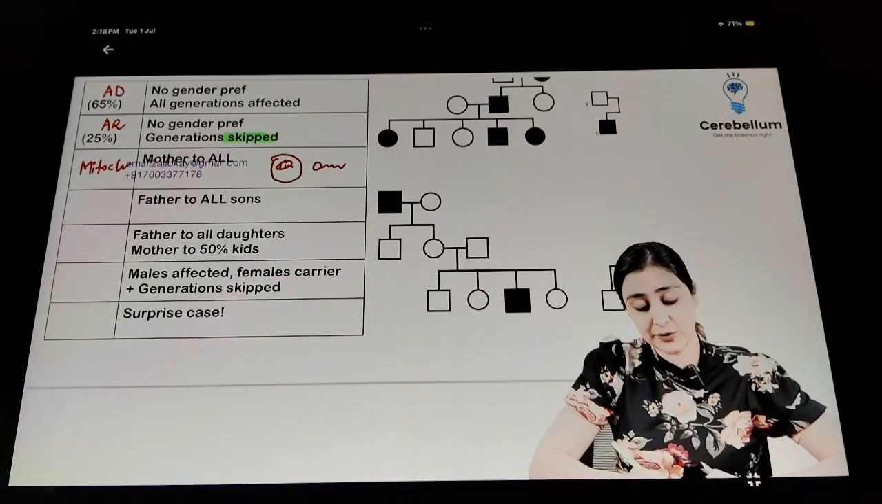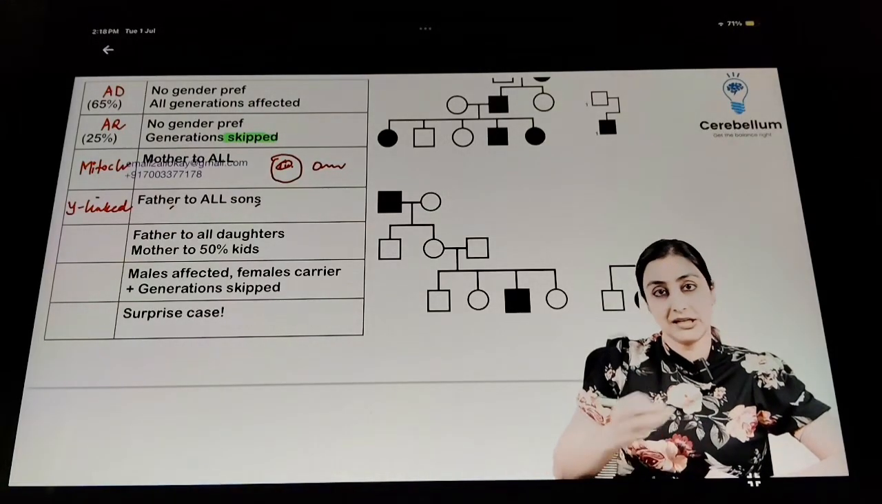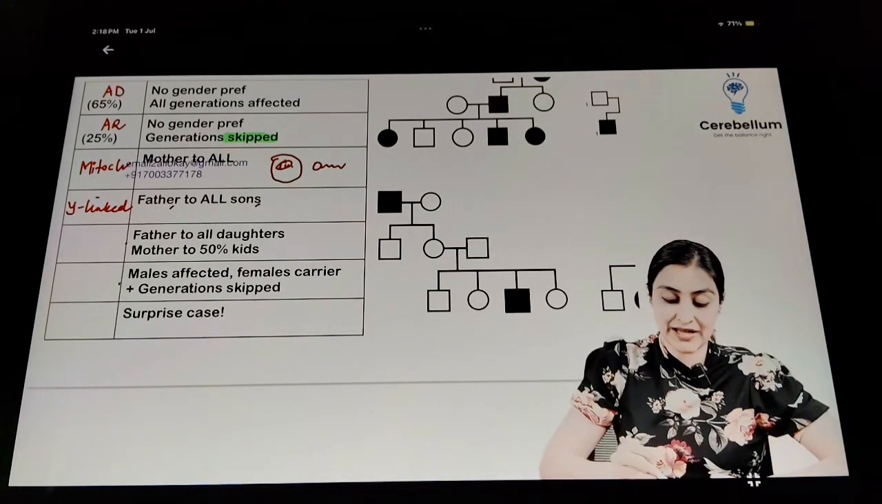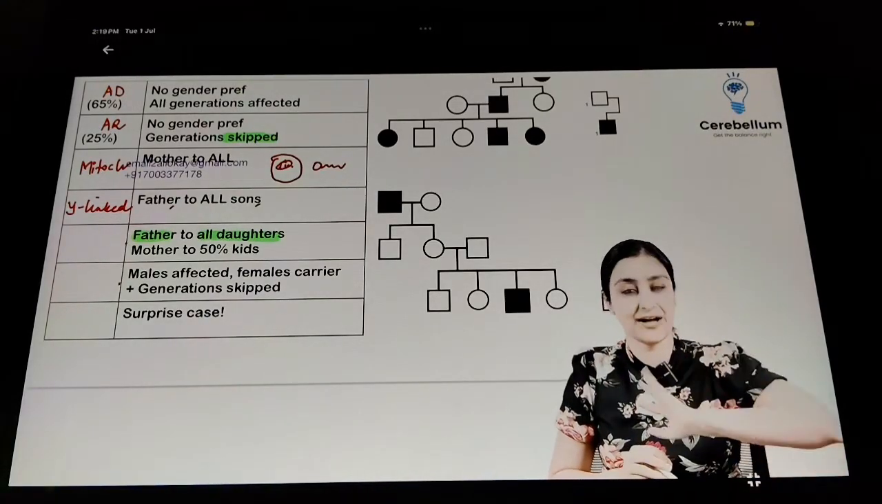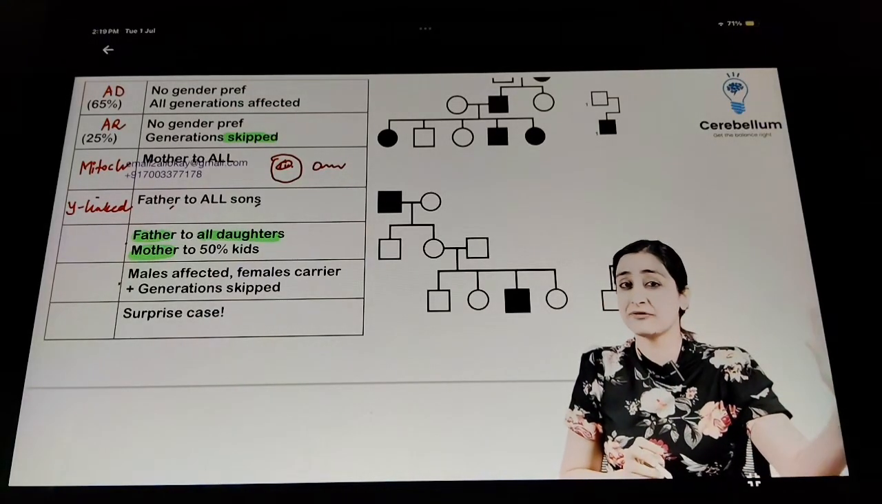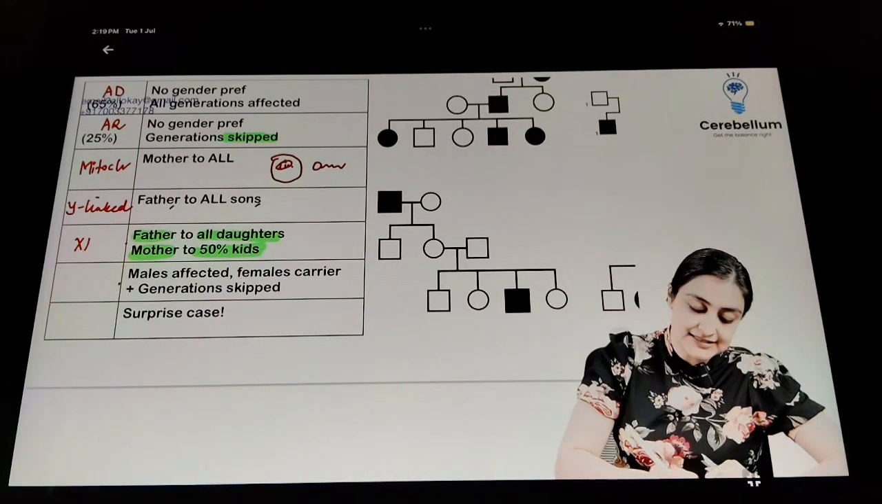Father giving to all sons. What is it that only father and son have? Y. So that is what is Y chromosome. So this is Y chromosome linked. Now we have sex predominance. So this is where you will see that if father is giving to all daughters, you know that's how it usually is. Fathers are way more partial towards daughters. So father only giving to daughters, and mothers are usually very strict that okay fine, all kids will share. So mother giving to 50% kids. So this is what you have to remember is X-linked dominant.